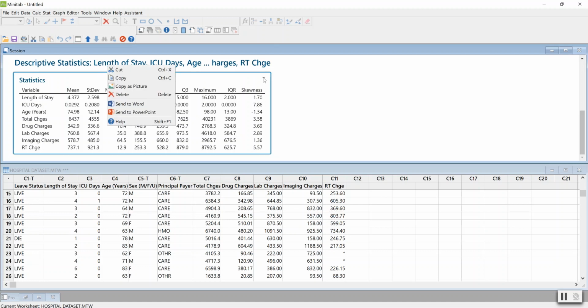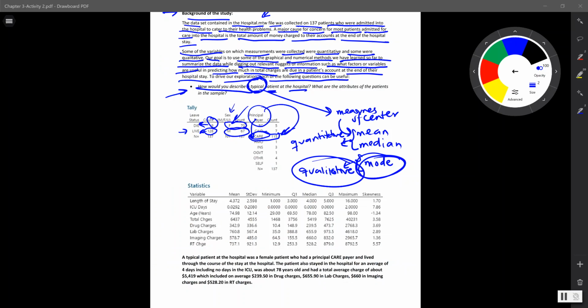I can click on the drop-down arrow to copy as a picture and paste it in whatever document or report I'm generating. So back to our own report. How do we report this? First of all, remember, with quantitative variables, are we going to report the mean or the median? That will depend on the skewness of the distribution.